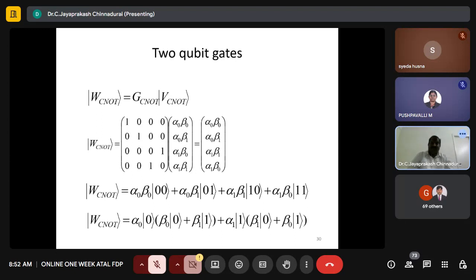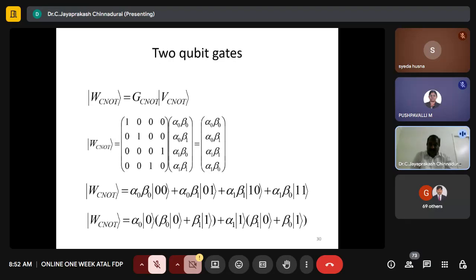See this output. The output can be represented like this: w c naught is equal to alpha 0 beta 0 ket 0 0 plus alpha 0 beta 1 ket 0 1 plus alpha 1 beta 1 ket 1 0 plus alpha 1 beta 0 ket 1 1. So this is the representation, and we can get the output of w c naught.